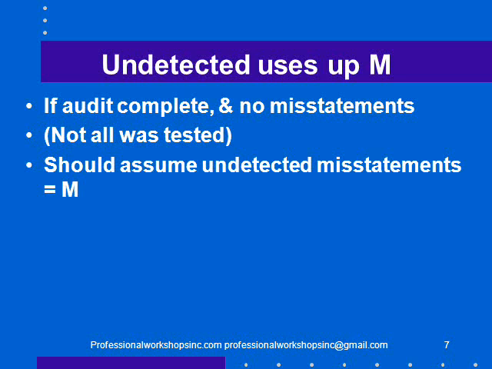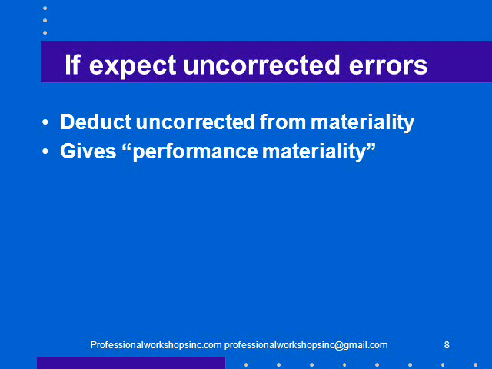Now, undetected misstatements use up materiality. If we've done the audit, it's complete, we found no misstatements, we've got to remember we didn't test everything. So we should assume that we have missed misstatements equal to materiality. Okay, so our undetected misstatements equal materiality, and we have no room left. If we expect uncorrected errors, then we need to deduct those uncorrected errors from materiality, and that gives us performance materiality.